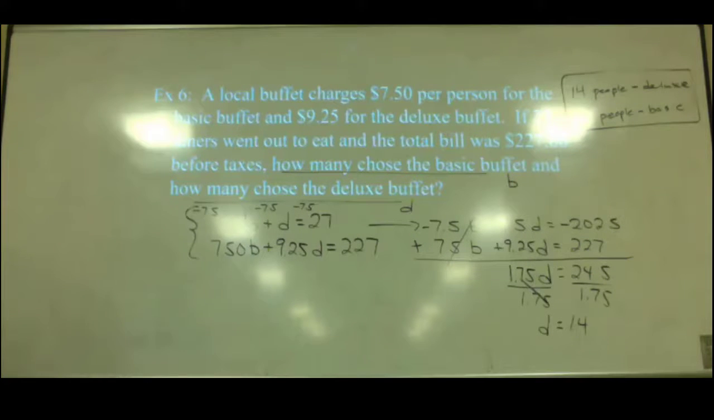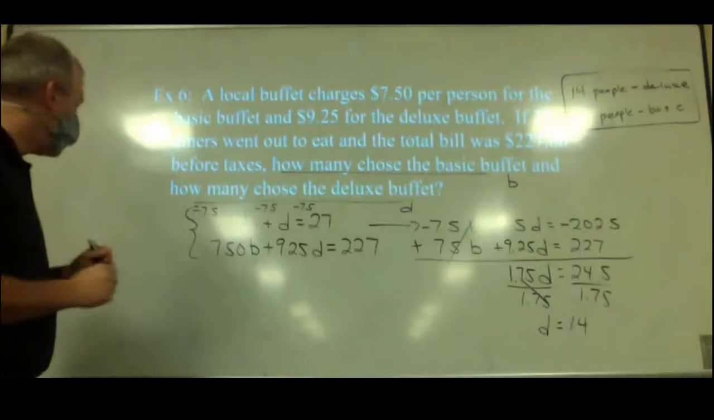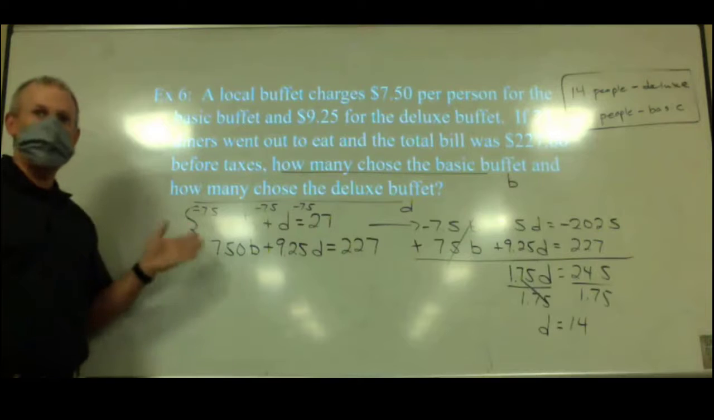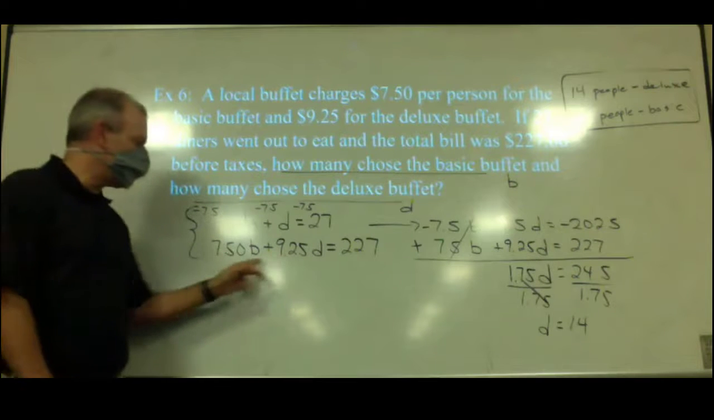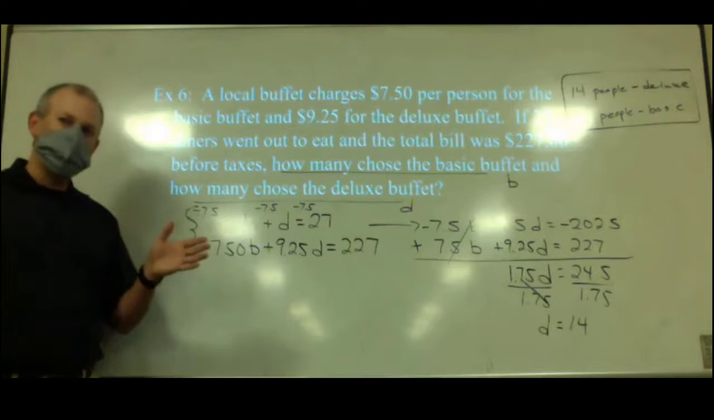I have a question. Yes, ma'am. Why did we do the negative 7.5? Okay, so who can answer that question? Why did we do a negative 7.5? Because it was the smaller one between the 750 and the 925. But the reason, are you wondering why we chose a negative, or why it was 750?